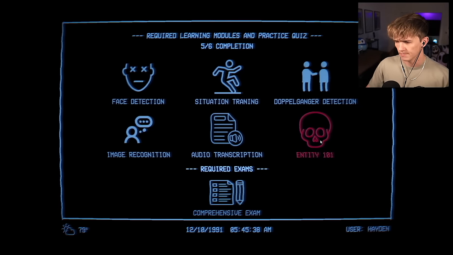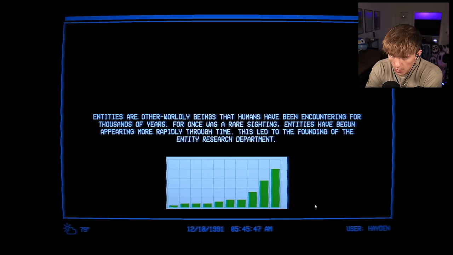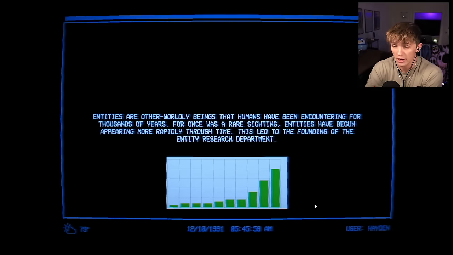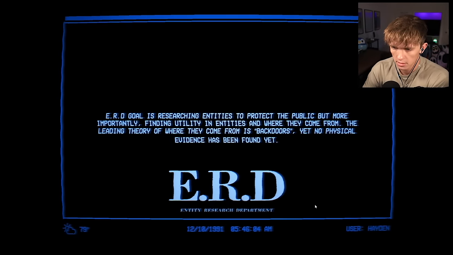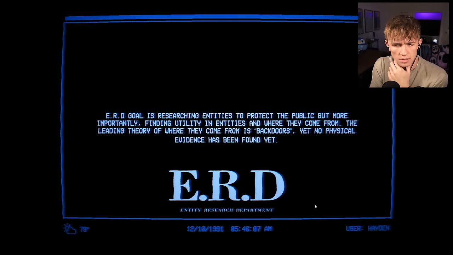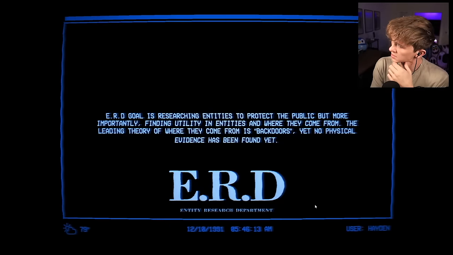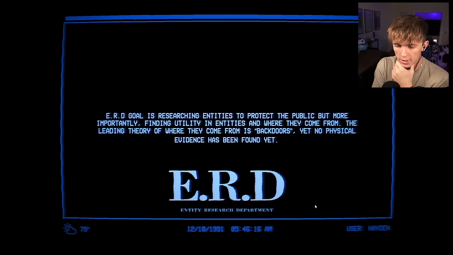Entity 101, last one. See what treats are in store for us here. Entities are otherworldly beings that humans have been encountering for thousands of years. What once was a rare sighting, entities have begun appearing more rapidly through time. This led to the founding of the Entity Research Department, also known as ERD. That's what that stands for. Not erectile. ERD's goal is researching entities to protect the public, but more importantly, finding utility in entities, and where they come from. The leading theory of where they come from is backdoors, yet no physical evidence has been found yet. Yeah. Everyone knows that. It's public information, public knowledge.